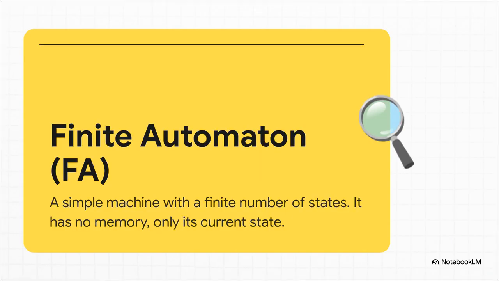And this brings us to our very first machine, the finite automaton, or FA for short. Picture a really basic flow chart. It starts in one bubble, reads a symbol, and then follows an arrow to the next bubble. But here's its fatal flaw, the one thing you have to remember. It has absolutely 0 memory. It only knows what state it's in right now, not how it got there.